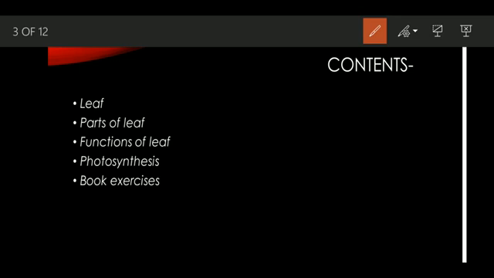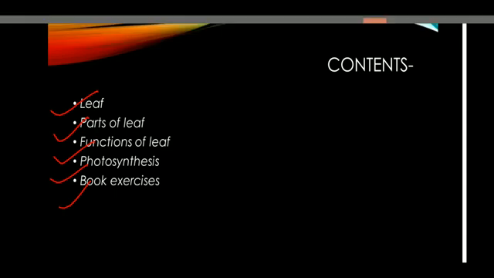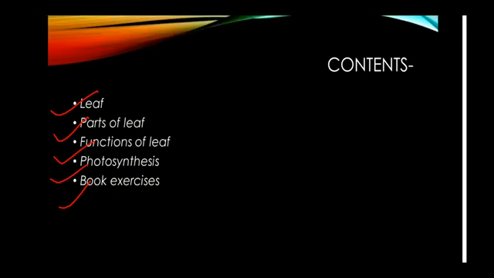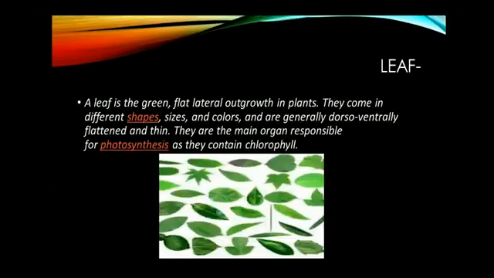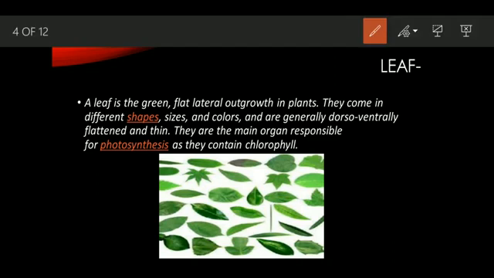First, we will learn about the leaf, then parts of the leaf, functions of the leaf, photosynthesis, and at the last, we will do some book exercises which are given in your book. We will solve those exercises. So first, let's start with the leaf.